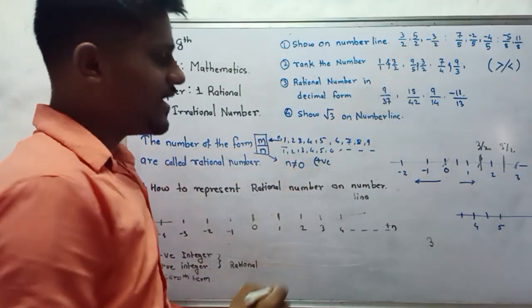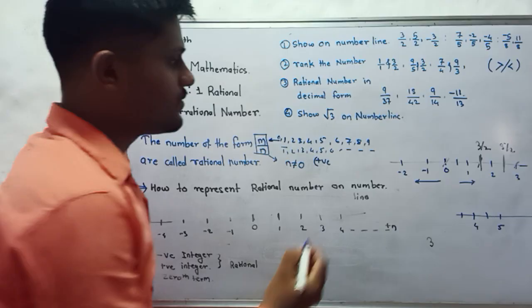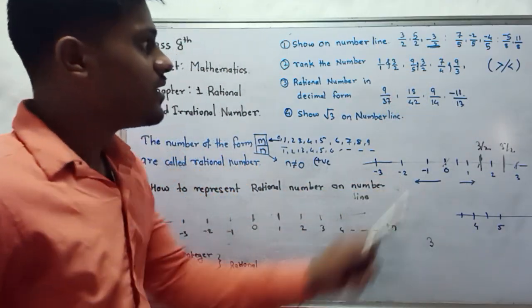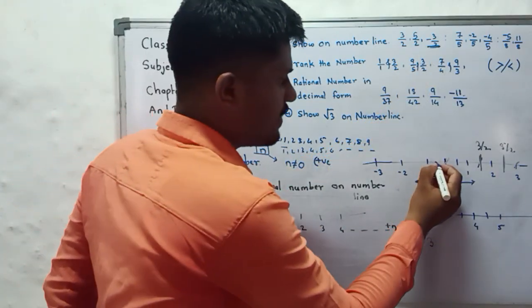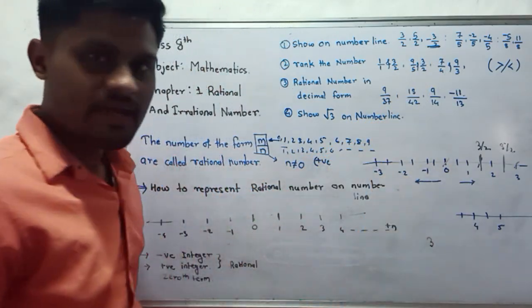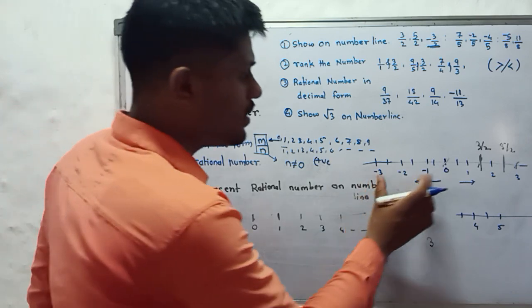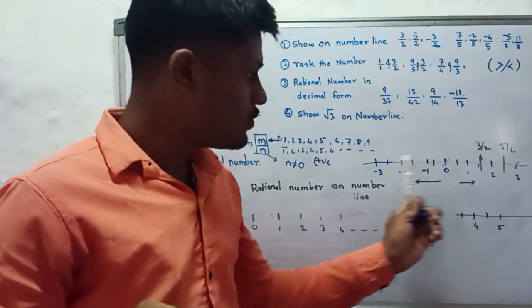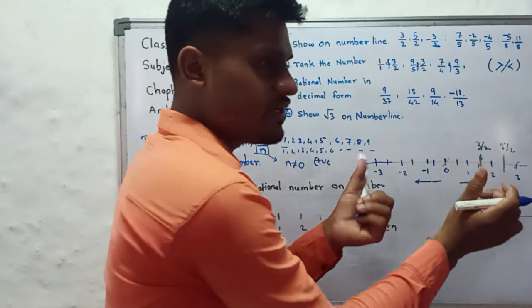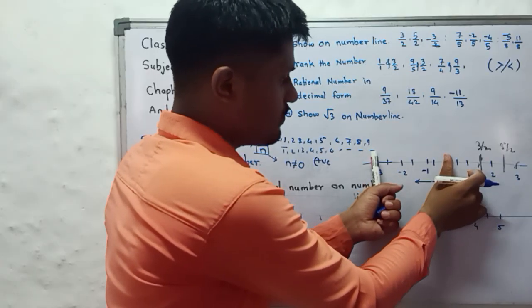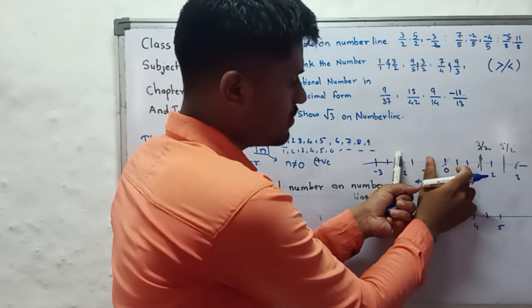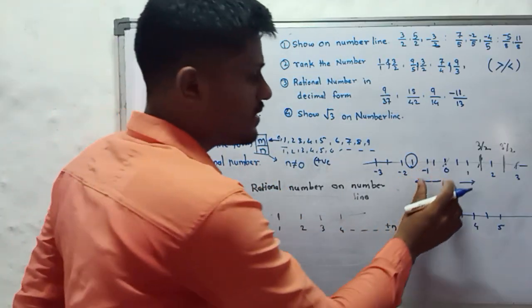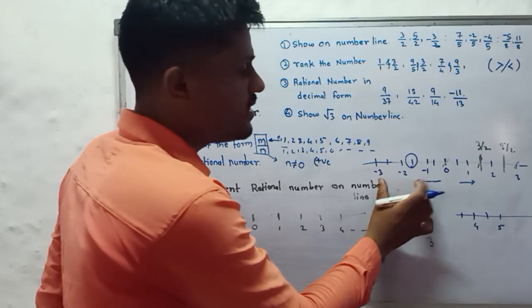Same thing I could do with -3/2. Again, 2 is given, so I will cut into 2 parts. I want a number which is exactly in between. So what will I do? I will again place my fingers on this number line. First term, second term, third term, I got this particular term. So this particular term represents 3 divided into 2 parts.